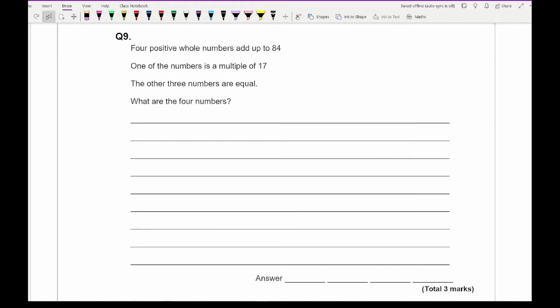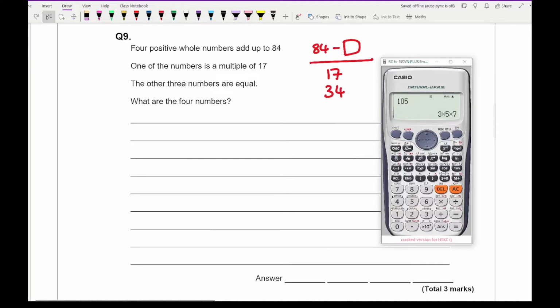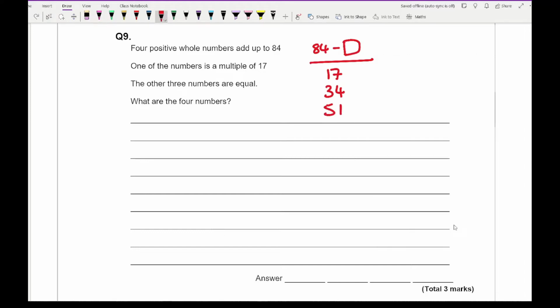Moving on to question 9, it says 4 positive whole numbers add up to 84. One of the numbers is a multiple of 17. The other 3 numbers are equal. So what I'm looking for here is 84 minus the multiple of 17. So here I've got 17. The next one is going to be 34. And all I need to do is use the calculator and do 17 equals, then answer plus 17, press equals, and it'll run through the numbers in the 17 times table.